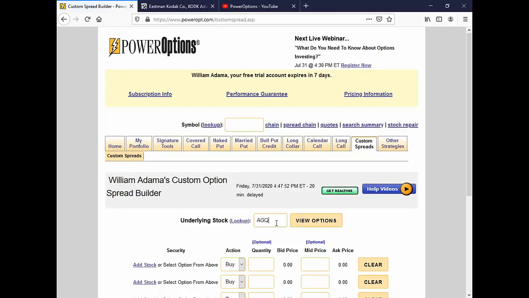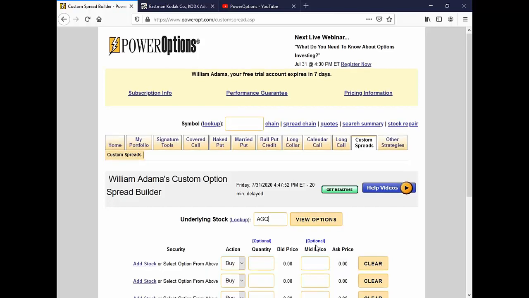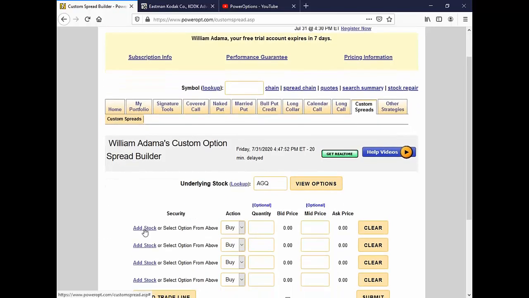AGQ was the position. You bought 100 shares at 31.15. So on 7-8. I should read the rest of your question before I just start typing things in. Okay, and then there it is, Pat. You sold to open a 35 call for 1.46. You bought to close the call at 15.99 and sold a call at 16.77.